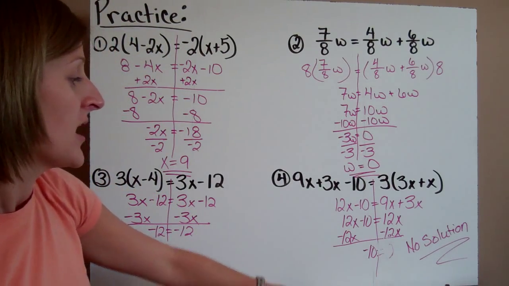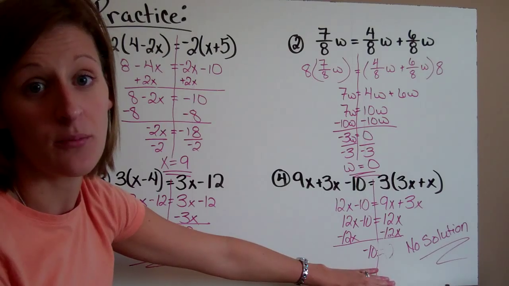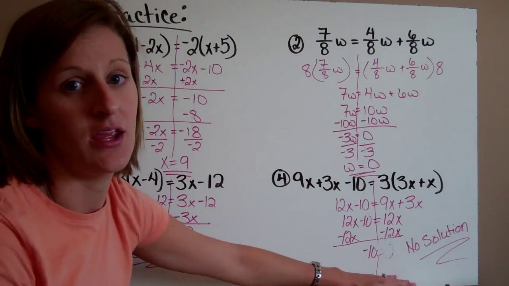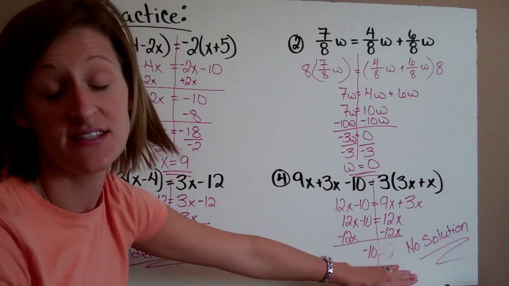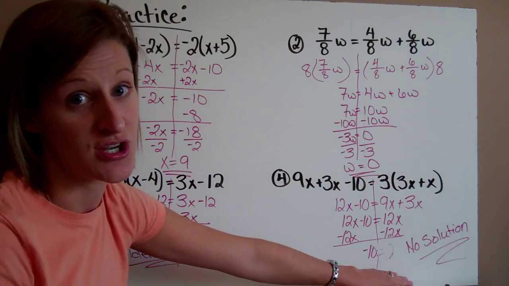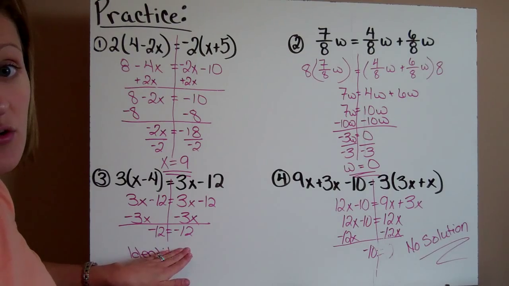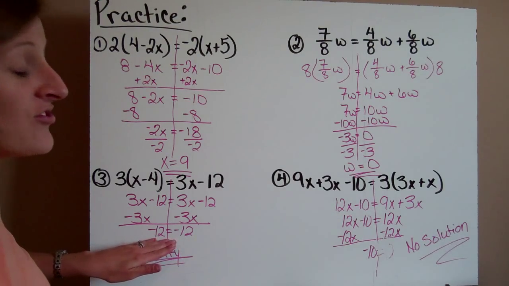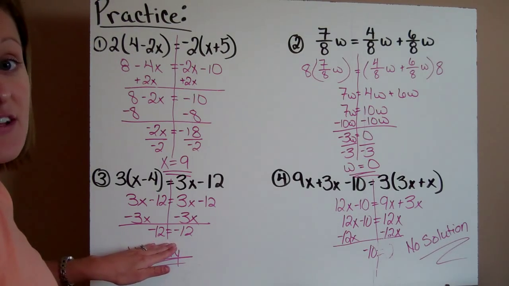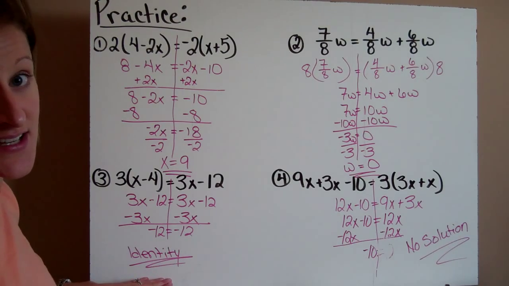So remember, if you have two sides, no variable, but two numbers that do not equal each other, like negative 10 and 0, you get a no solution answer. But if you have two numbers, like negative 12 equals negative 12 written right here, they're the same number, then that's true, and that's called an identity solution.